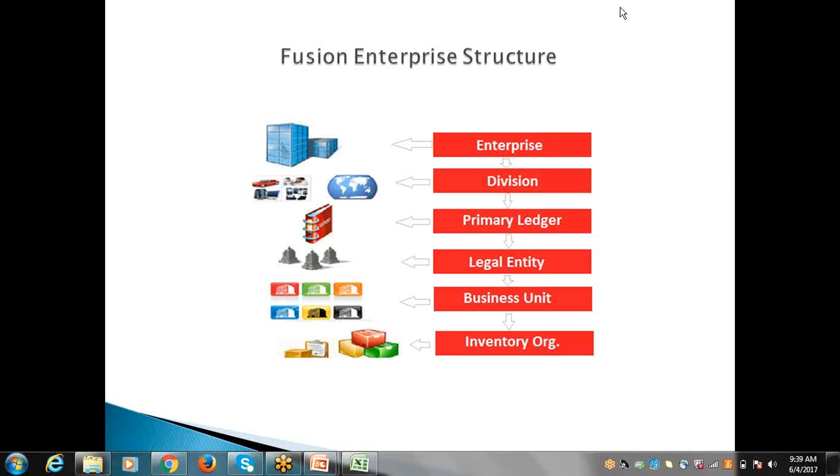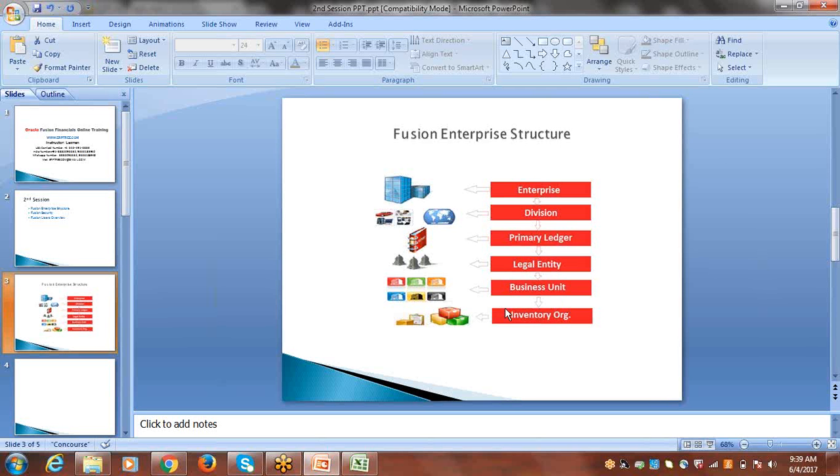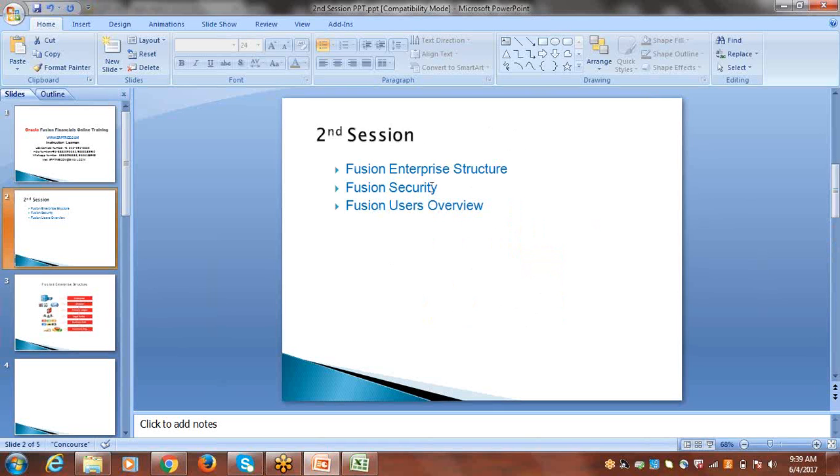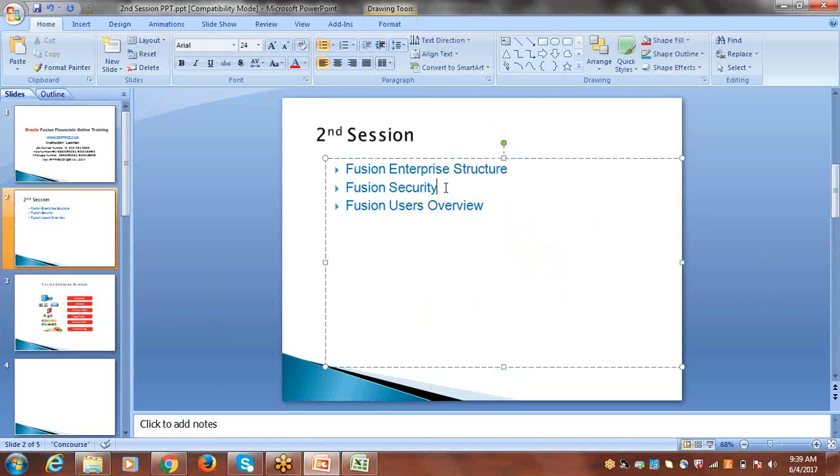Okay, when you compare multi-org structure with enterprise structure, these are the few points you have to understand. Only at the enterprise level you can see a new concept called division, and enterprise only one we can create, rest all remain same. So the next point is Fusion security.